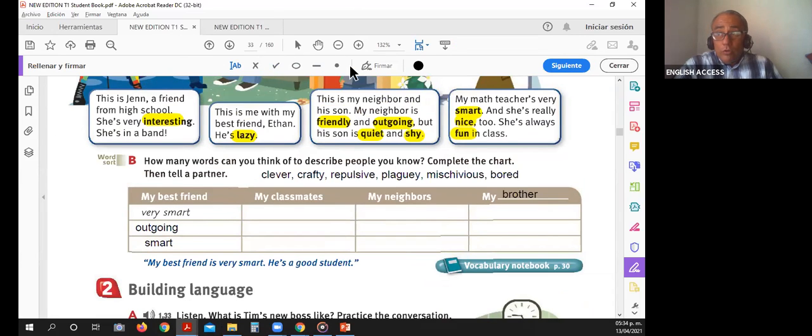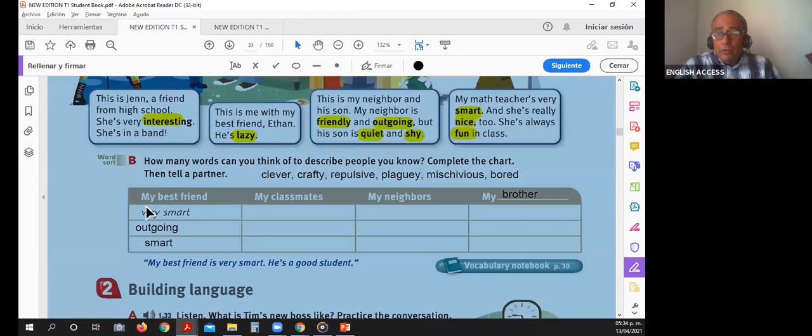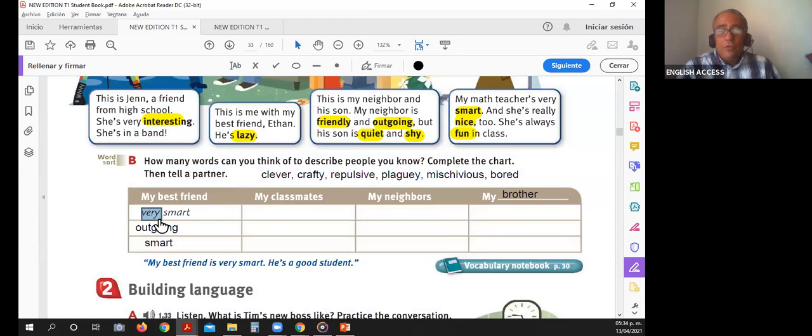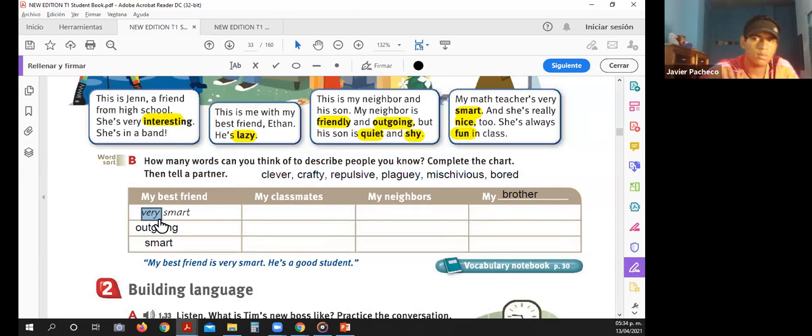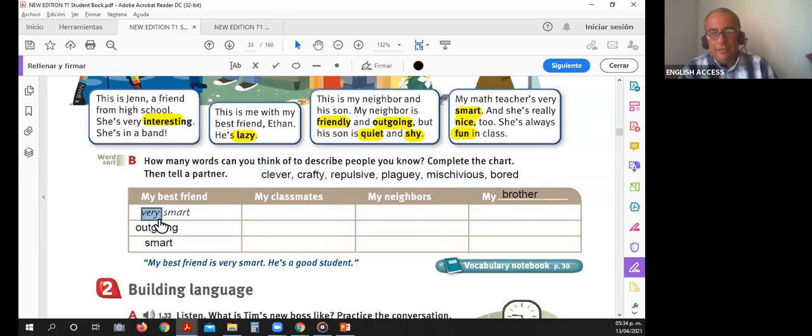Also, you can add very to the word if you think that that person is strong in that area. Very gives power to the adjective, increases the power of the adjective. Smart, right here. Very smart, right over here. Outgoing, very outgoing. Lazy, very lazy. Okay.